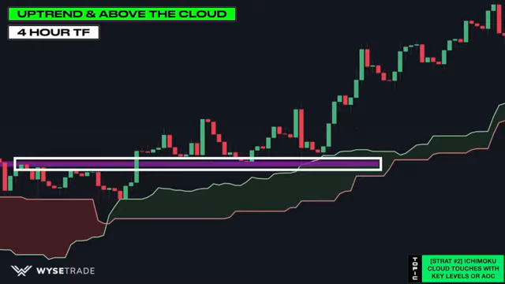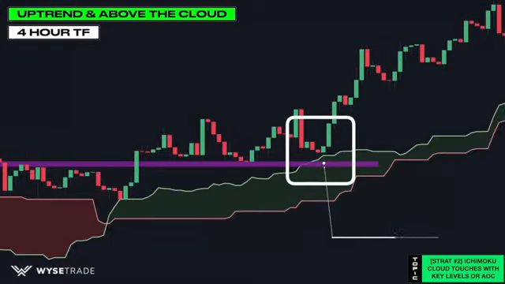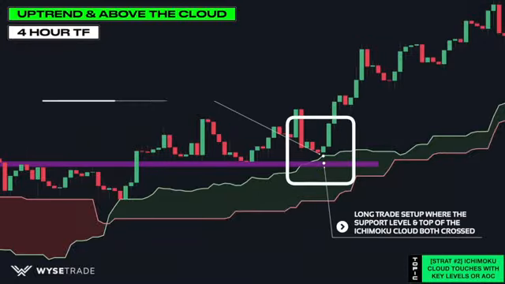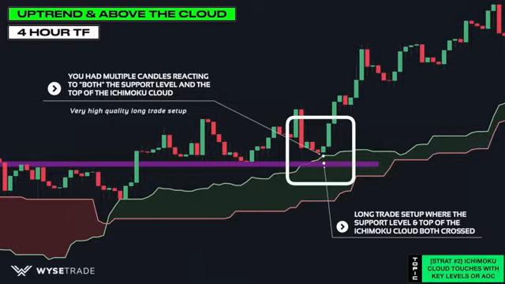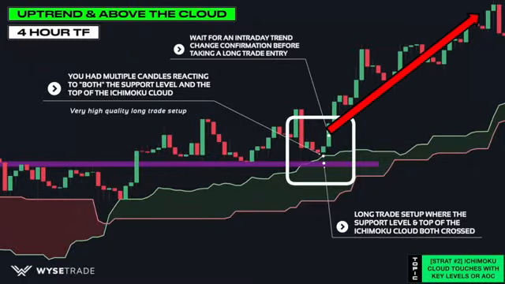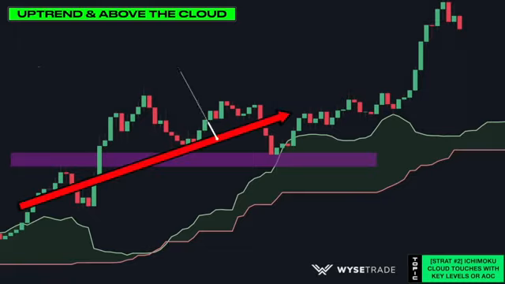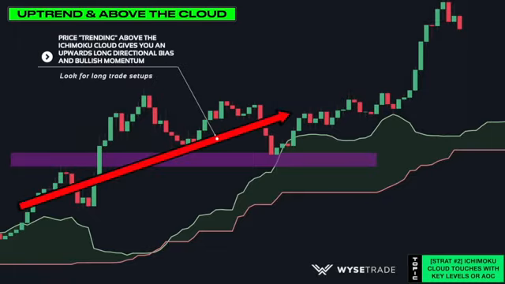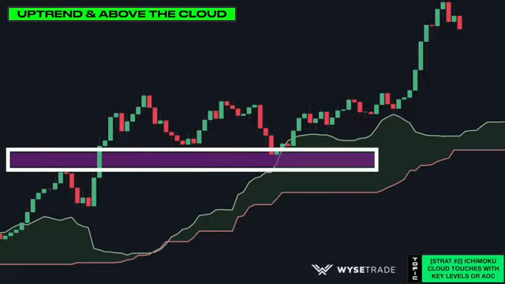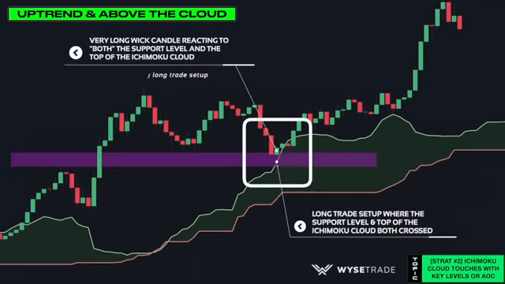You then had this support level here. This is where the long trade opportunity setup was, because you had multiple candlesticks reacting to the support level and the cloud. As always, find an intraday trend change before taking a long entry. Again, price is above the cloud, so you have a bullish bias. You have your support zone here because of these two reversal points. Long trade opportunity here where you had price reacting to the support level and the cloud.